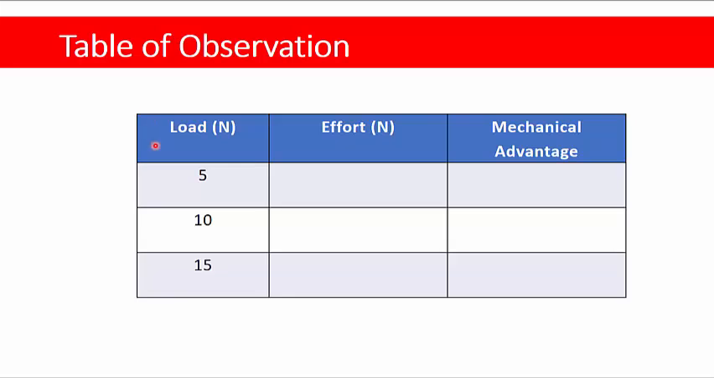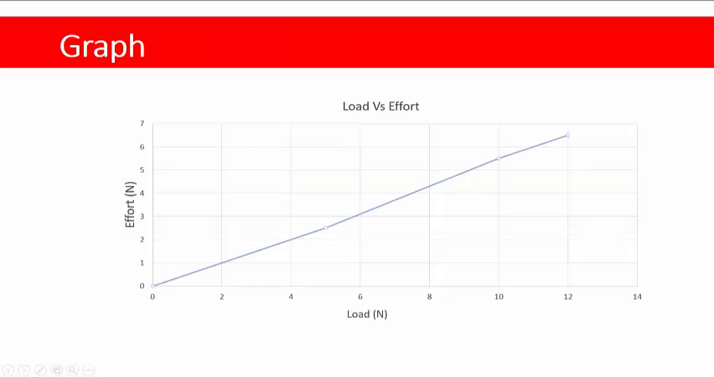In table of observations, you will note free reading, load that you will apply on right hand hanger, effort that you will apply on left hand hanger, and the mechanical advantage that you will calculate using the formula load over effort. The graph between load and effort is a straight line graph, as there is direct relationship between load and effort.